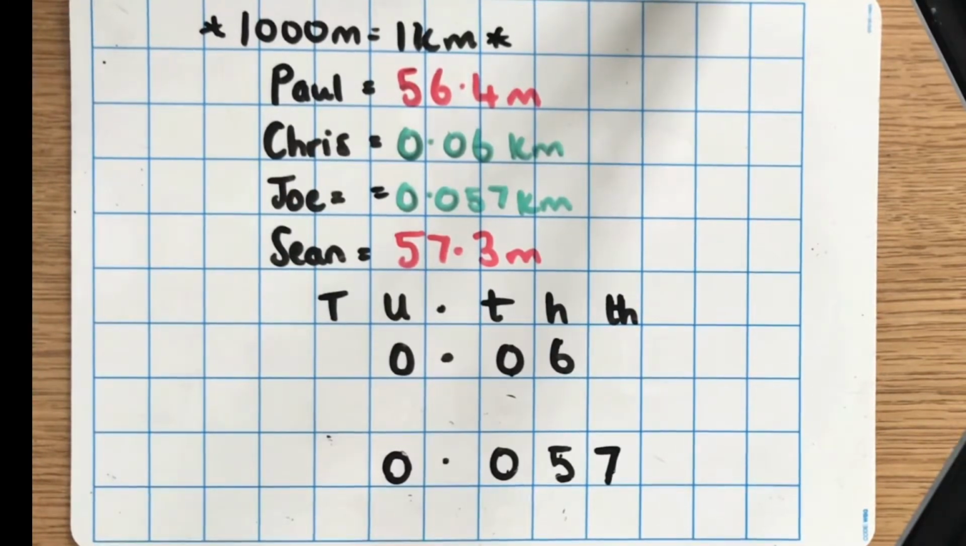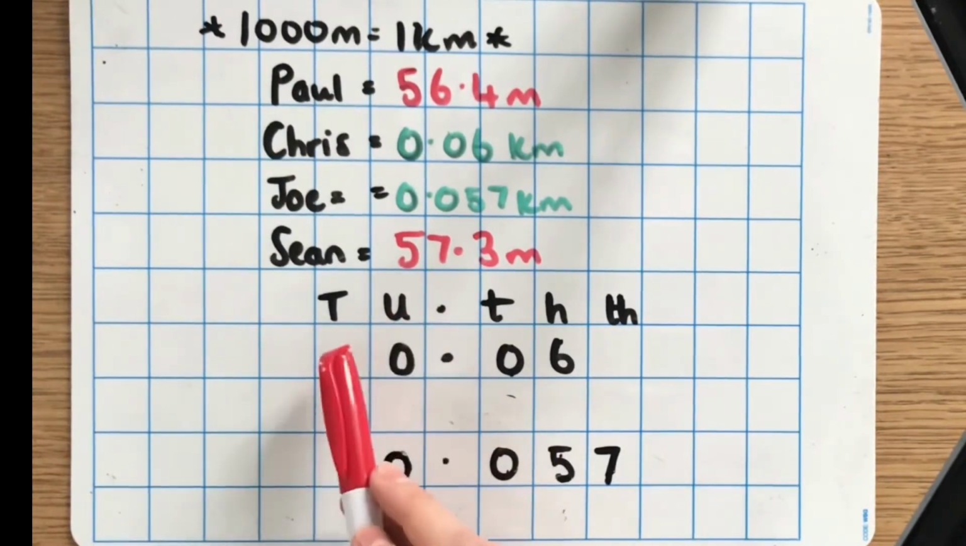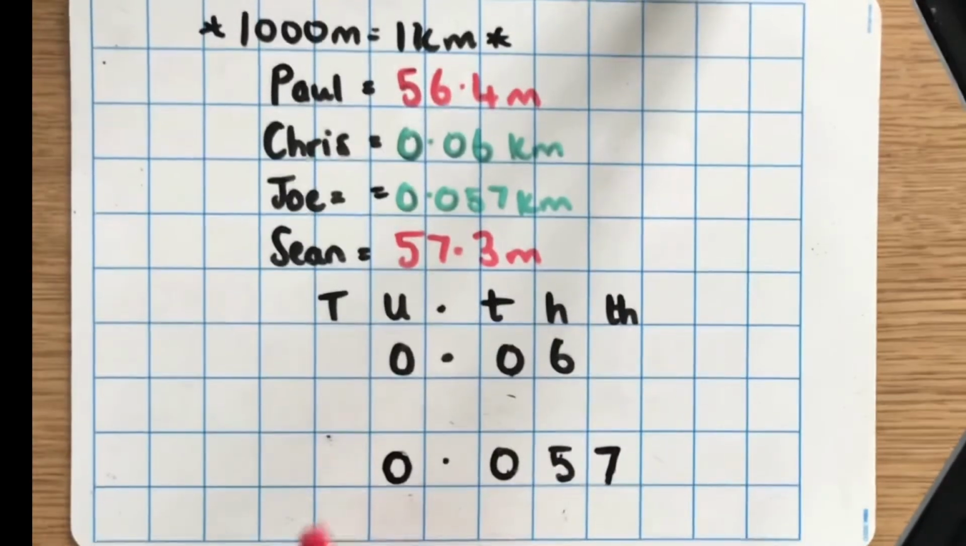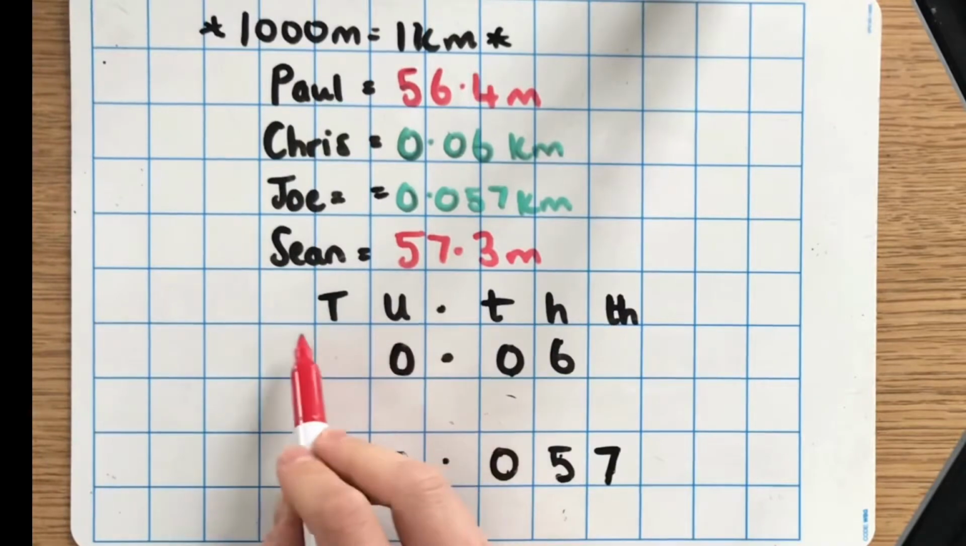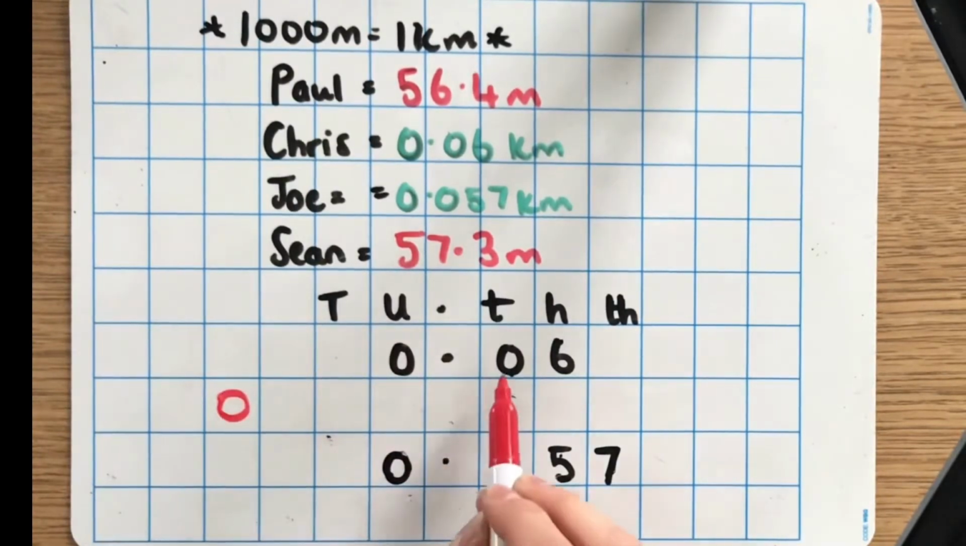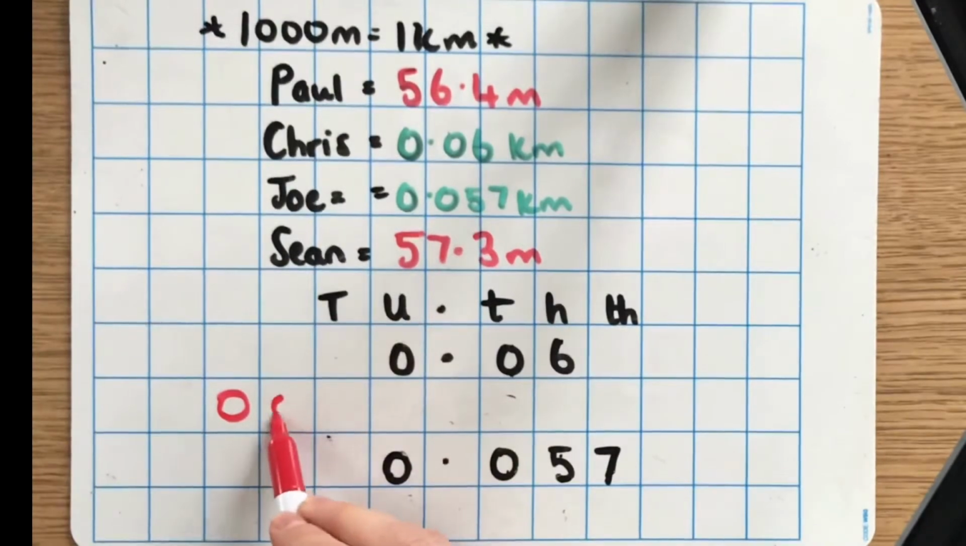To convert from kilometres to metres, we multiply by 1,000. What I've done down here is written out my place value chart: my tens, my units, my tenths, my hundredths. We've got 0.06, which is how far Chris threw. We're going to convert that from kilometres into metres. So we're going to move every digit 3 places, because we're multiplying by 1,000 and there are 3 zeros. 3 places to the left, because it's multiplying and the number's getting larger. So we go 1, 2, 3 with our 0. 1, 2, 3 with our other 0.